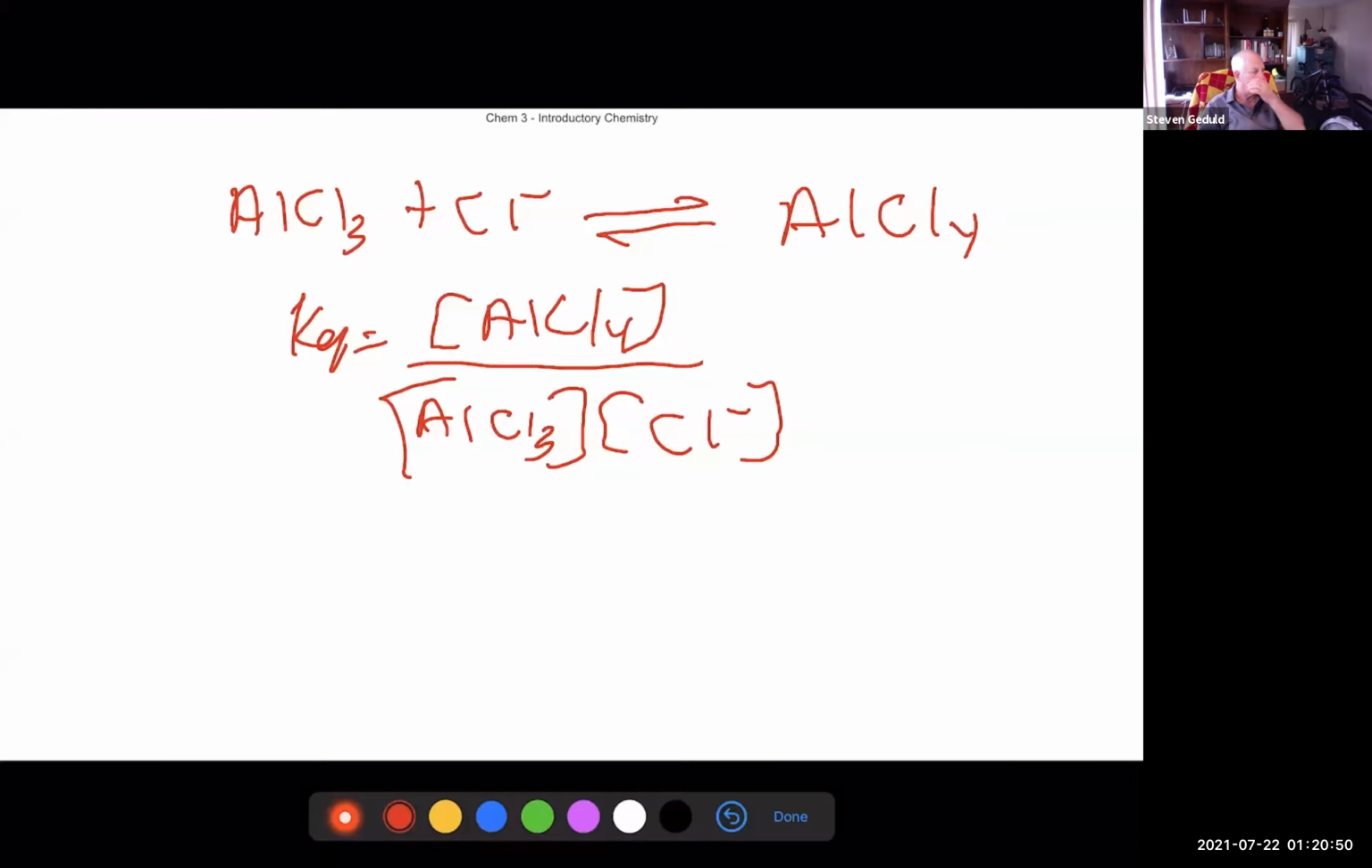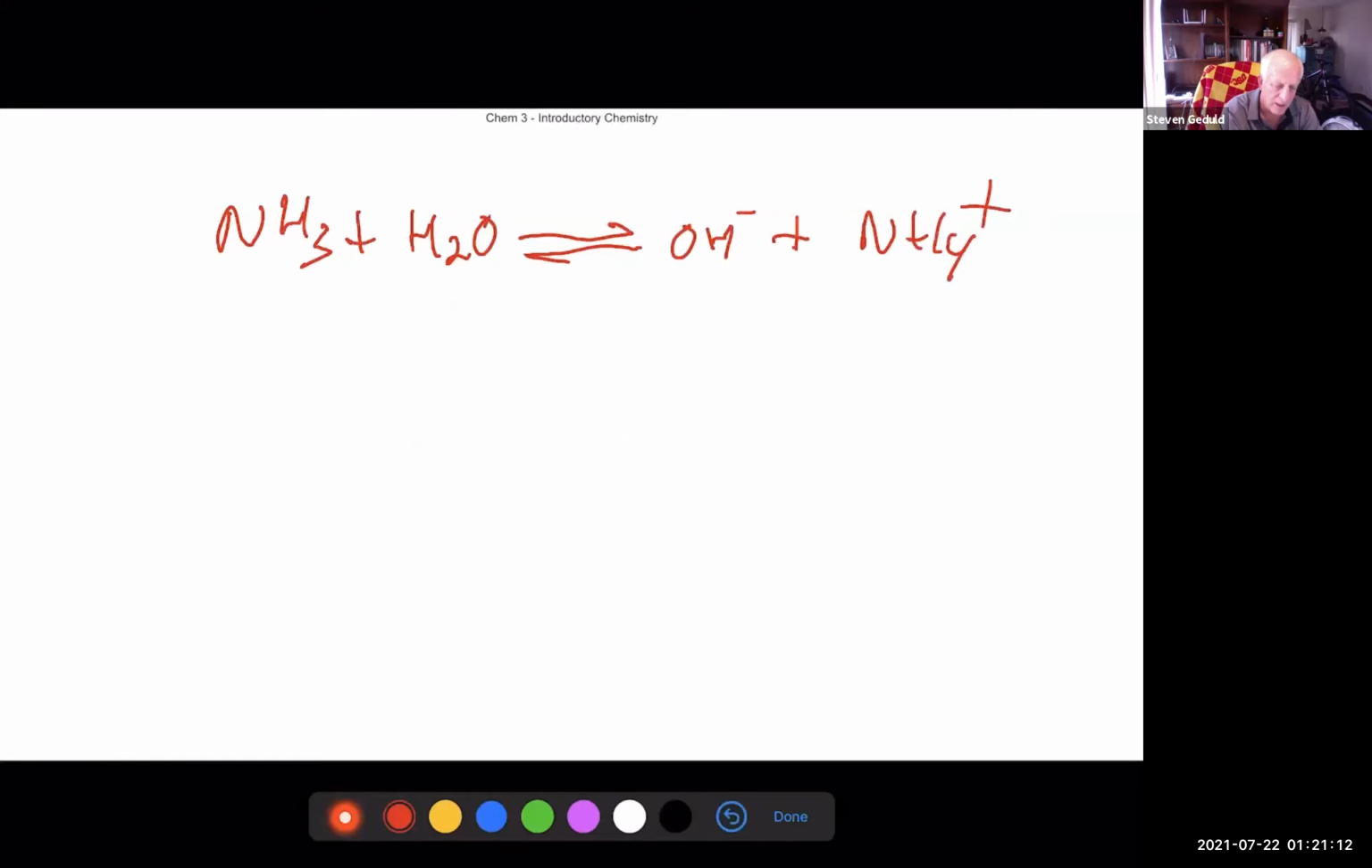Now, that should all make sense. It's nothing new. So let's do one like this. Let's do ammonia that we add into water, which goes to OH minus plus ammonium ion, NH4 plus. Everything's in the aqueous phase except water, which is in the liquid phase. Remember, if we have something that's a pure liquid, it does not get included in the equilibrium expression. So for this one, not in here.